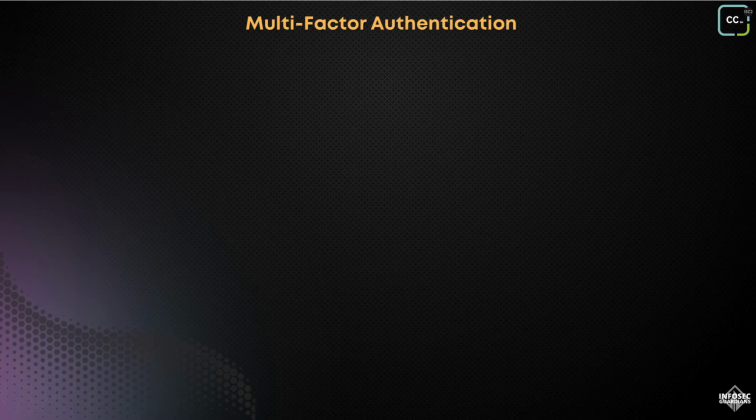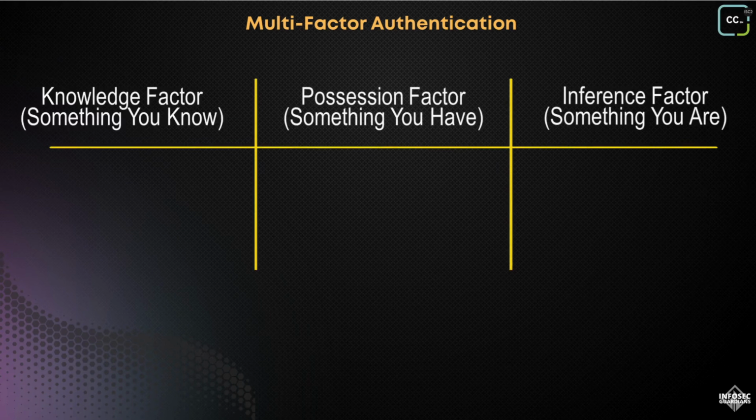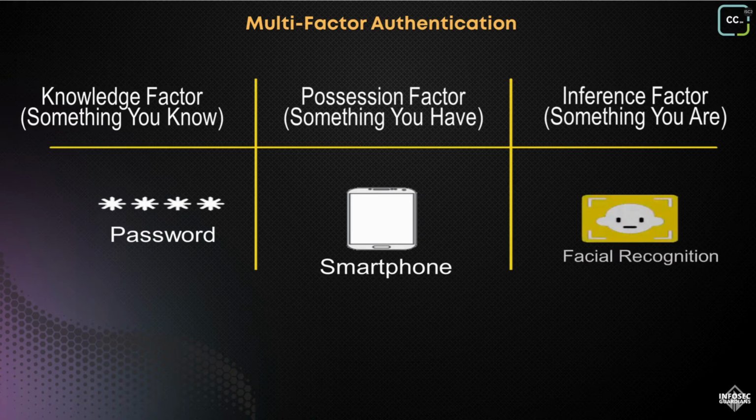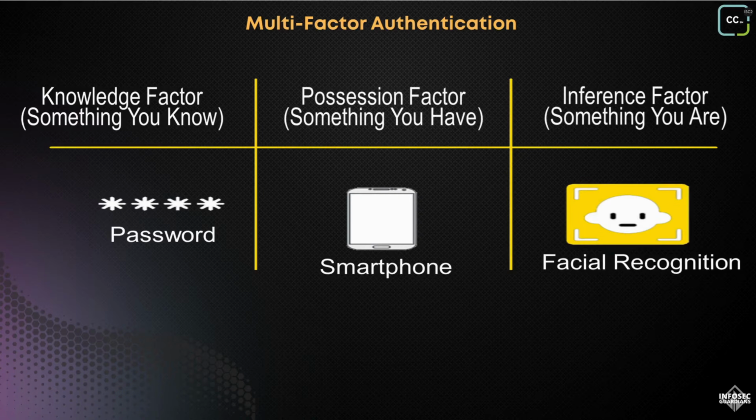Let's consider a real-world example. Imagine you're logging into your online banking account. First, you enter your username and password, which is your knowledge factor or something you know. Then, you're asked to enter a code sent to your mobile device, which is your possession factor or something you have. Finally, you use facial recognition on your device to confirm your identity, which is your inference factor or something you are.